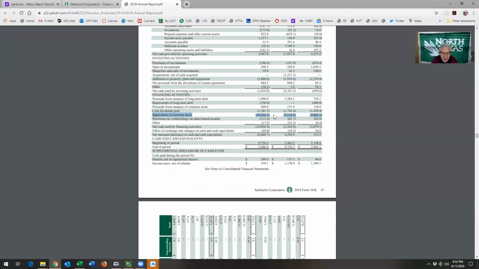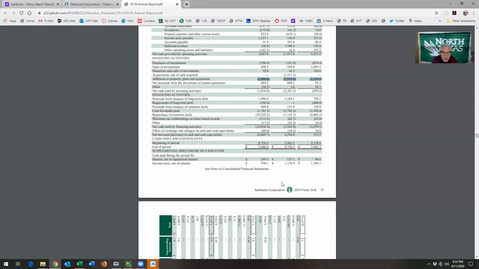10.2 billion this year, in 2019 last year, and 7.1 billion 2 years ago. So you can see a lot about this company. They're very serious about repurchasing their shares, but guess what? They're still investing in the company.